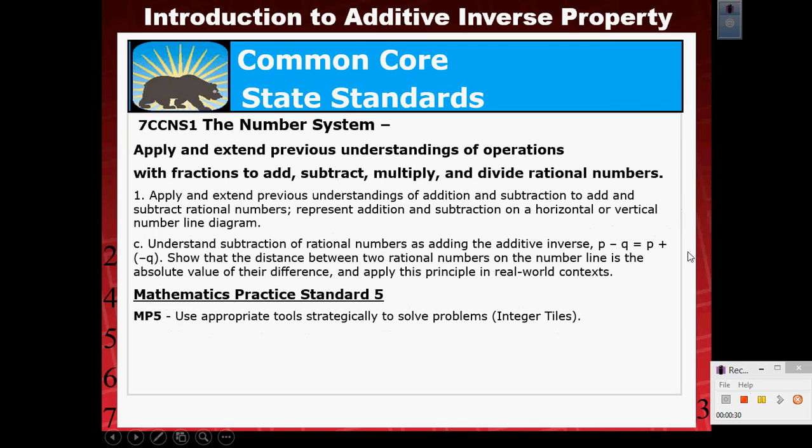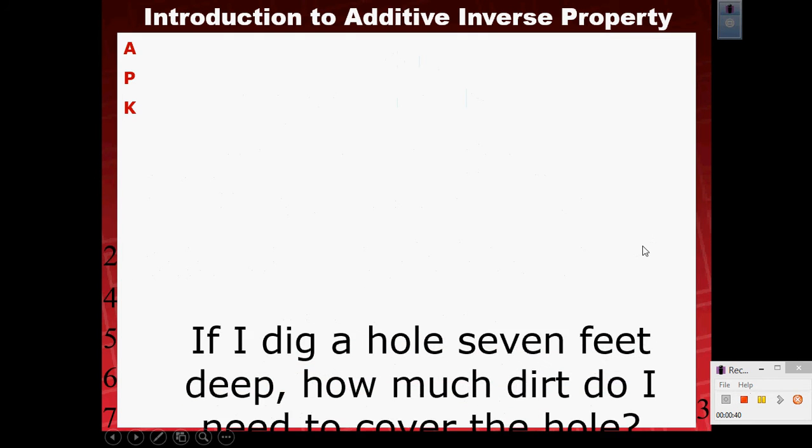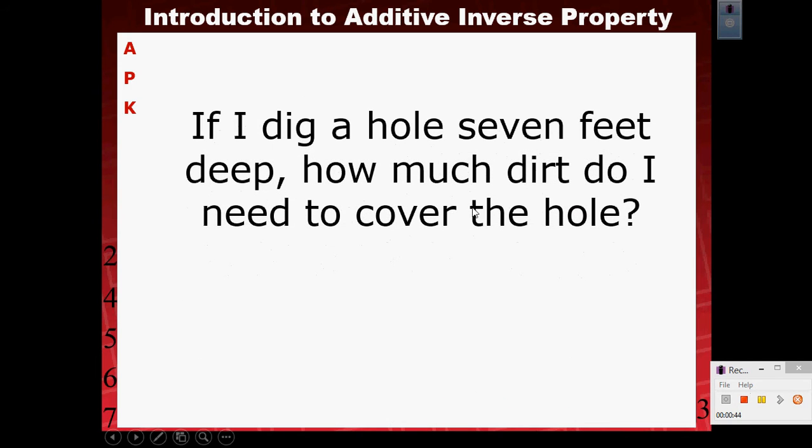And quick intro, let's see. For the last 2 days, I did an introduction with a video, right? In that video, I mentioned zero pairs, is that correct? But I also mentioned a property. This situation, which I showed you in the video when I was planting my rosemary bush, could be put like this: if I dig a hole 7 feet deep, how much dirt do I need to cover the hole? Does that make sense? Pretty much what I did in the video, right?